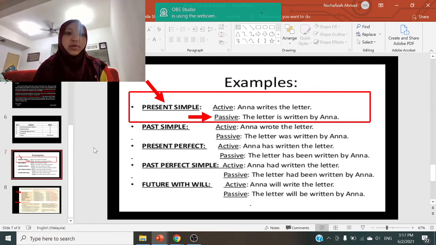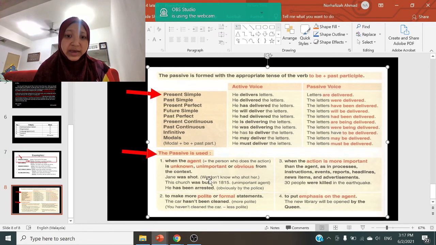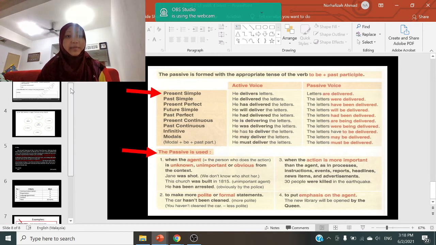To understand more, you may look at here. The passive is used when the person who does the action is unknown, unimportant or obvious from the context. So this is the example. I hope if you look at my answer here for the email, you can understand.